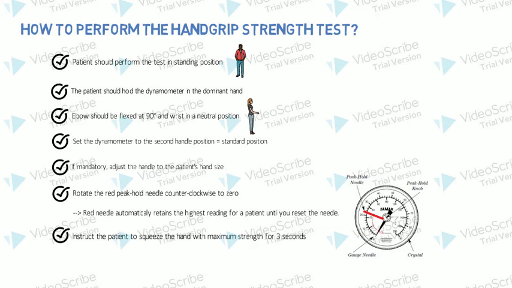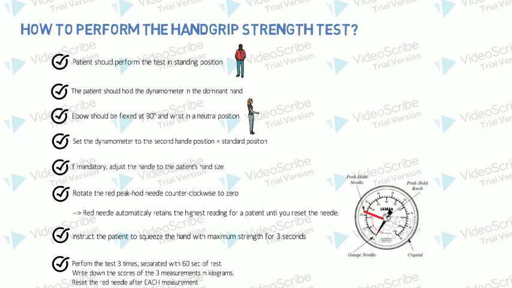Now instruct the patient to squeeze the hand with maximal strength for 3 seconds. The patient should perform this test 3 times. Give 60 seconds of rest in between. Make sure you write down the scores of the 3 measurements on the paper and reset the red needle after each measurement.